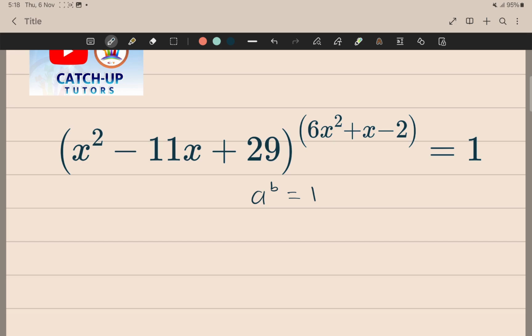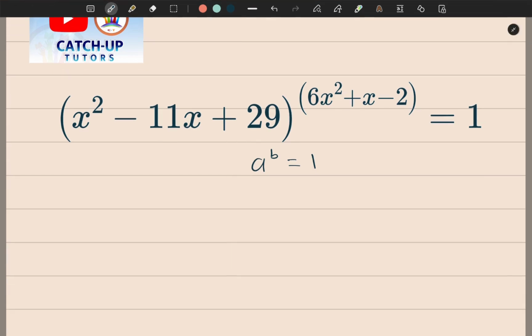Is that taken? So with what we have here now, like I've said, a raised to the power of b equals 1. So first thing we have to look at here is case 1. For a raised to the power of b to be 1, that means a raised to the power of b can be written as a raised to the power of 0. Then this implies that b equals 0.